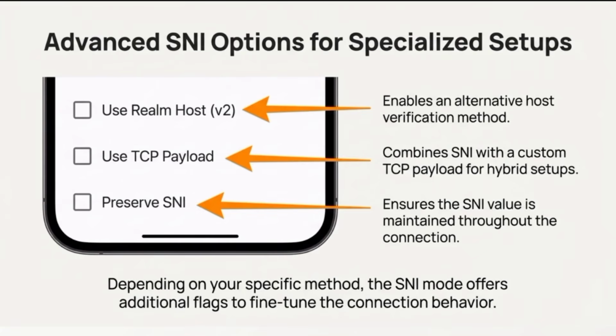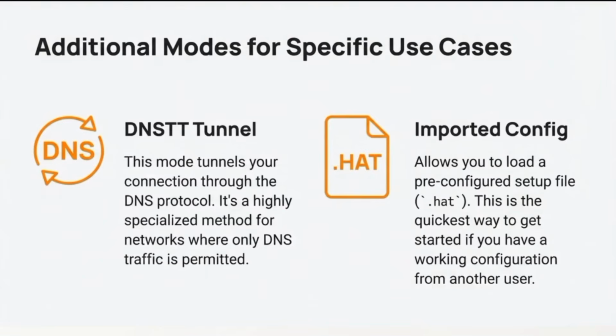There are two other modes for specific use cases you should know about. DNSTT Tunnel tunnels your connection through the DNS protocol. This is highly specialized. Use it for networks where only DNS traffic is permitted. Imported config allows you to load a pre-configured setup file, a .hat file. This is the quickest way to get started if you have a working configuration from another user.